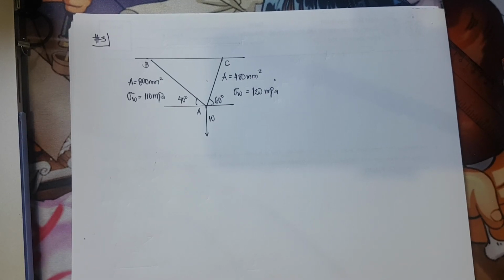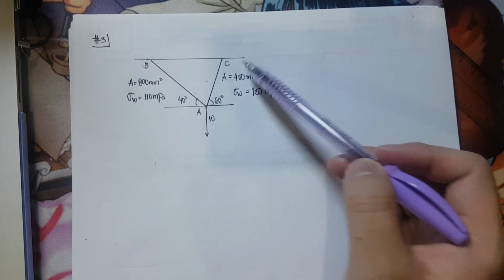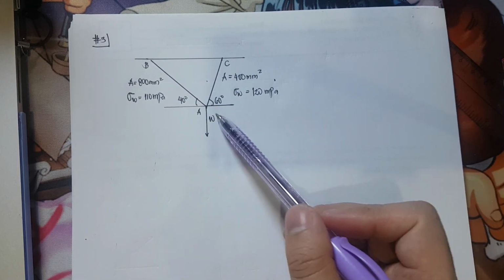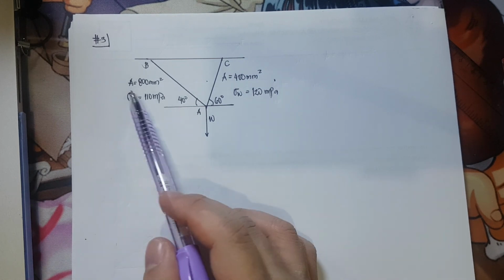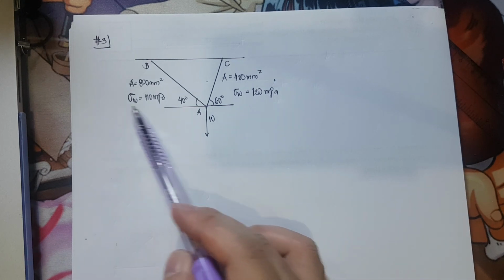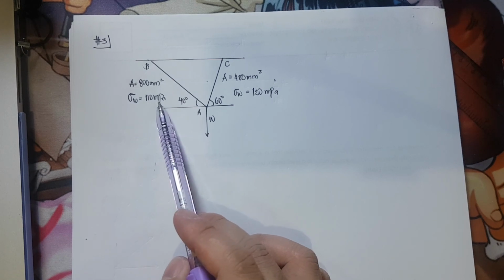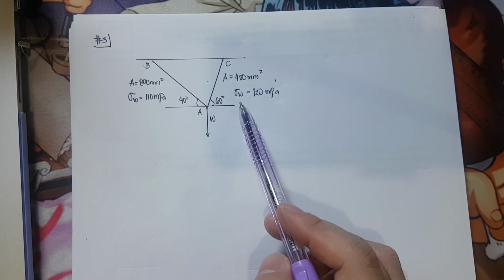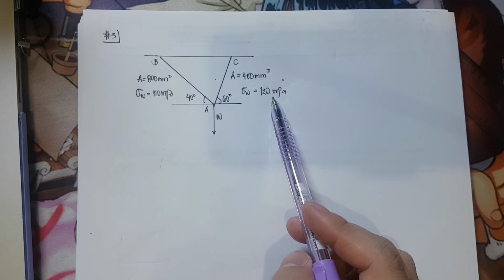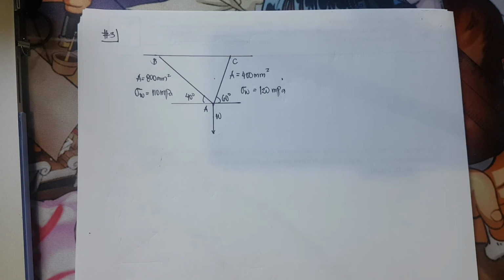Next, we have problem number 3. The figure shows a two-member AB and AC supporting a weight of W. The cross-sectional areas are 800 mm squared for AB and 400 mm squared for AC. The working stress for AB is 110 megapascals, while the working stress at AC is 120 megapascals. We need to determine the largest value of the weight that can be supported by these members. What we need to do is use the equations of equilibrium.